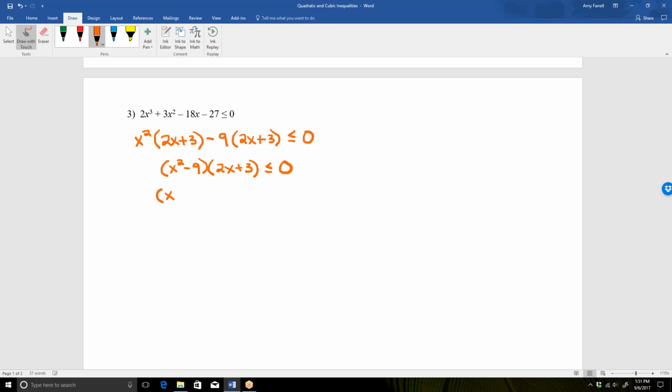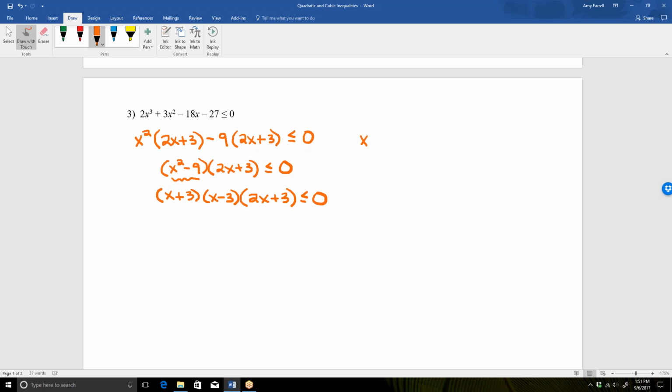But we can factor one more time here. We have a difference of squares. So I'm going to go ahead and break this down further into x plus 3 times the quantity x minus 3.